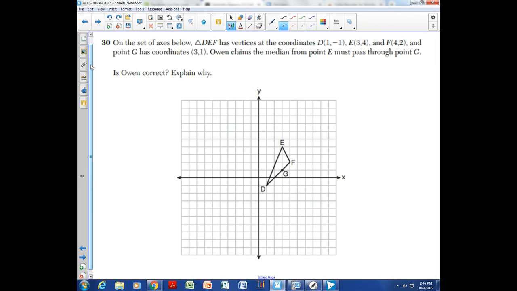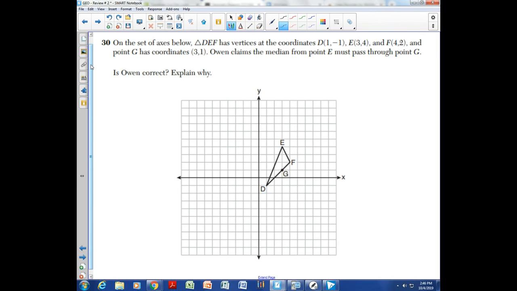Here it says, on a set of axes below, triangle DEF has vertices at the coordinates D (1, -1), E (3, 4), and F (4, 2). And point G has the coordinates (3, 1). Owen claims the median from point E must go past point G. Is Owen correct? Explain why.